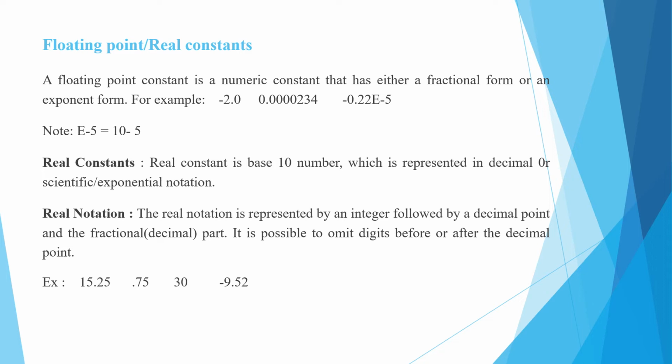Real notation is represented by an integer followed by a decimal point and the fractional part. It is possible to omit the digits before or after the decimal point. Examples are 15.25, 0.75, 330, and -9.52. These are examples of real notation.